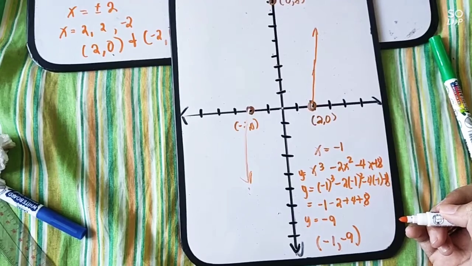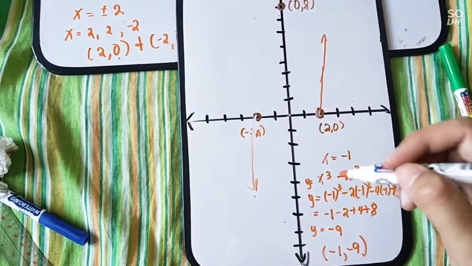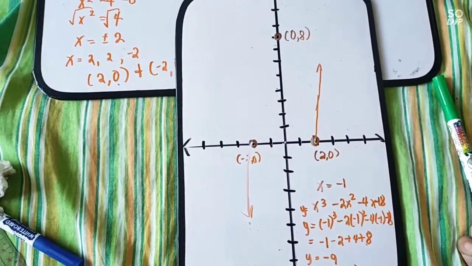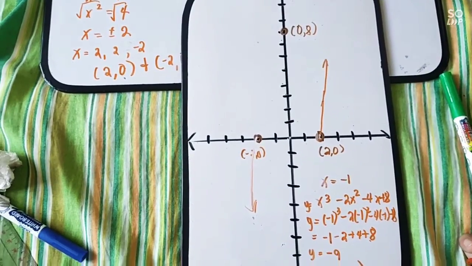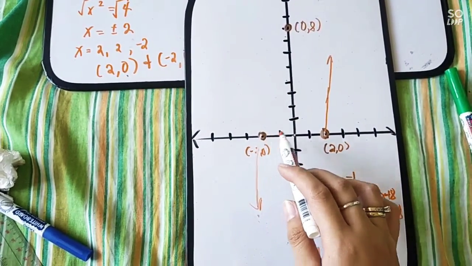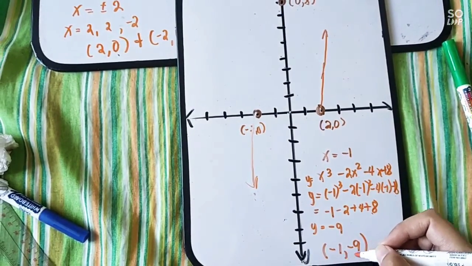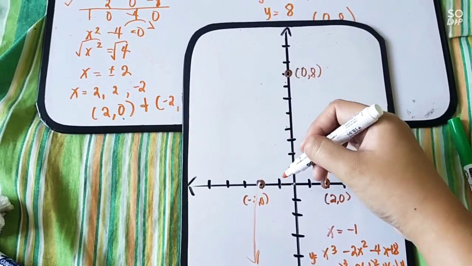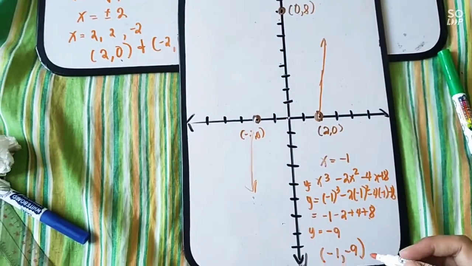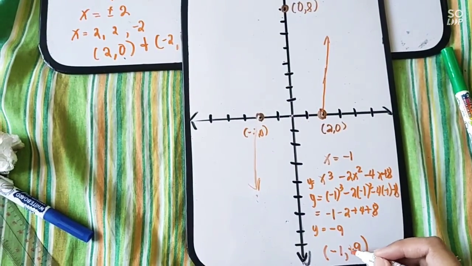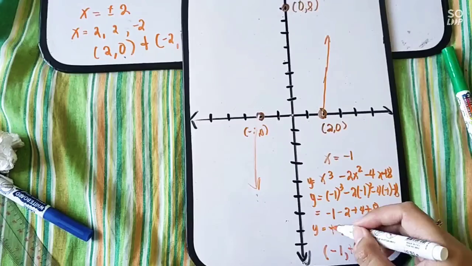Kailangan natin makuha yan. Kasi yun yung pinaka-turning niya. Doon siya magto-turn around. Doon sa pinaka-gitna, between the x-intercept tsaka y-intercept. So, plot natin tong negative 1 and negative 9. So, this one, positive pala to. Sorry, positive 9. Sorry, positive 9 po ito.